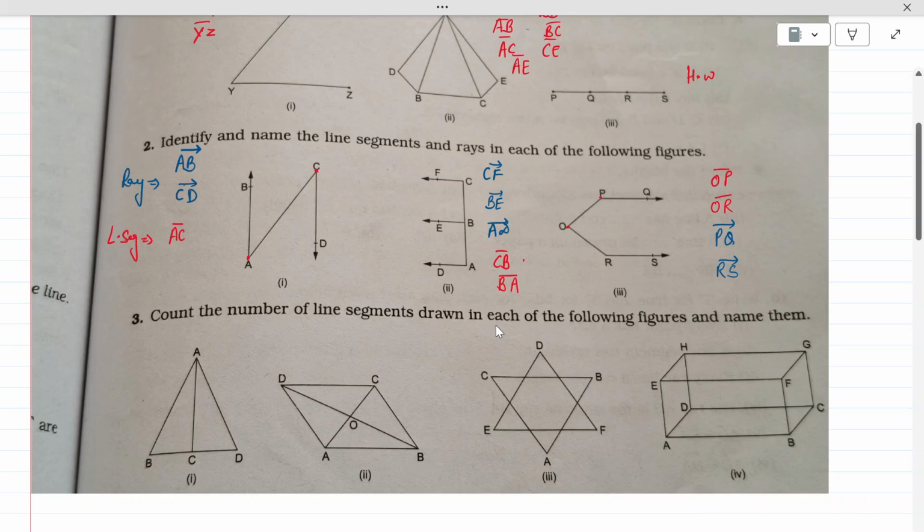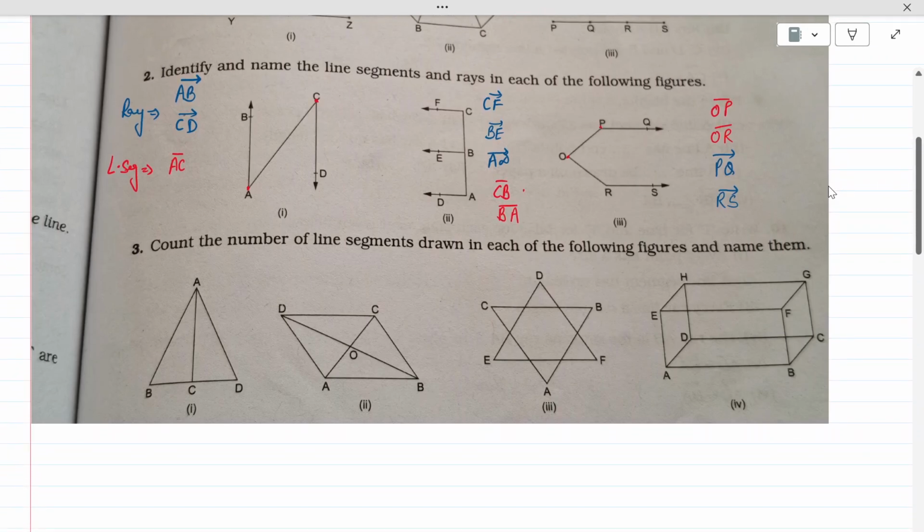Now, coming to the third question. So kids, what we are going to do here is I'm just going to take two figures. Okay, so let me take the first one and the third one. We have to count the number of line segments drawn in each of the figures and name them also. So coming here, in this complete figure there is no ray because there is no arrow and we all have fixed points here. So let us quickly first write down their names.